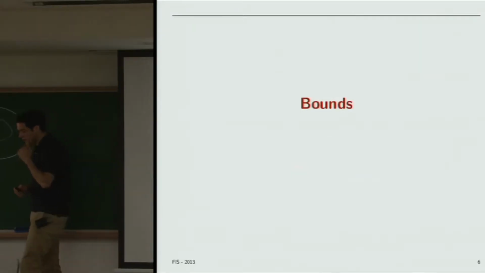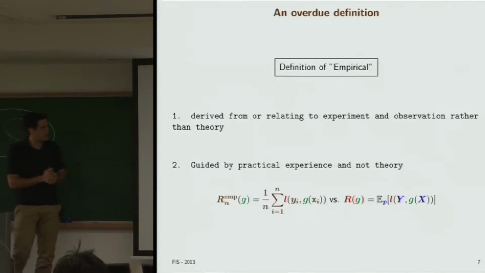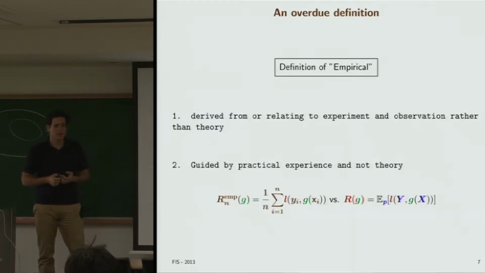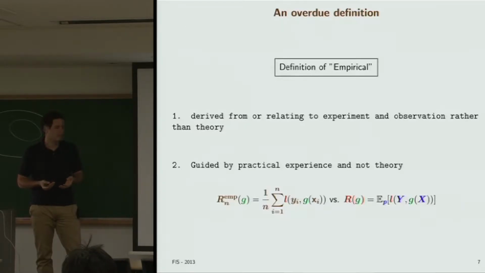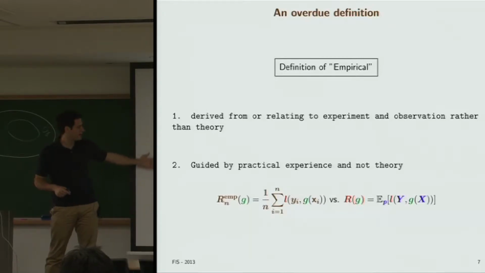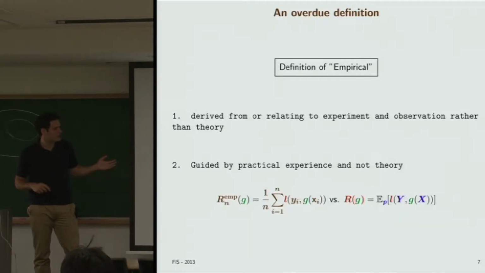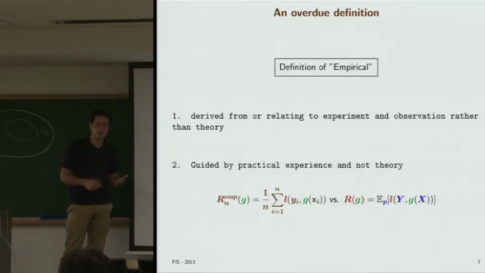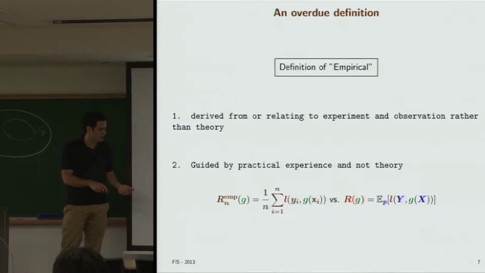So let me just start talking about bounds. I think I should have defined this a bit earlier, so let me just go back to this word. Maybe some of you don't know the word. So what is empirical? What do I mean by empirical risk? Well, if you just look for the definition of empirical, you will find a few. Some of them go like this: derived from or relating to experiment and observation rather than theory, guided by practical experience and not theory. So this, I think, really qualifies what we're doing, which is that we consider empirical quantities, which are just computed according to observations, and we are not using the real theoretical quantities, which we do not have access to again.